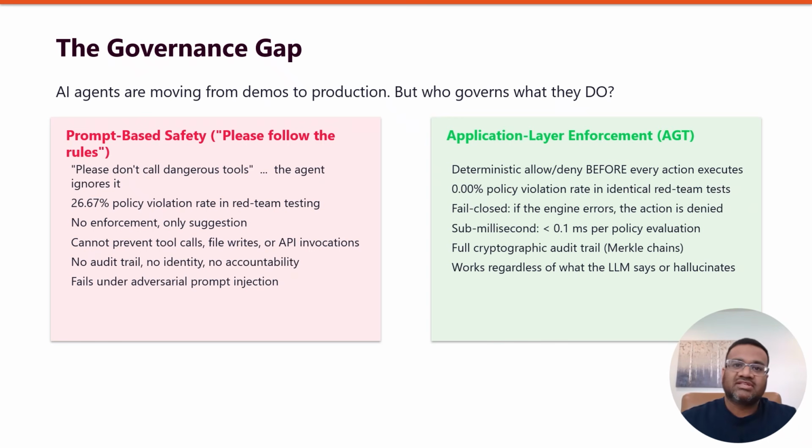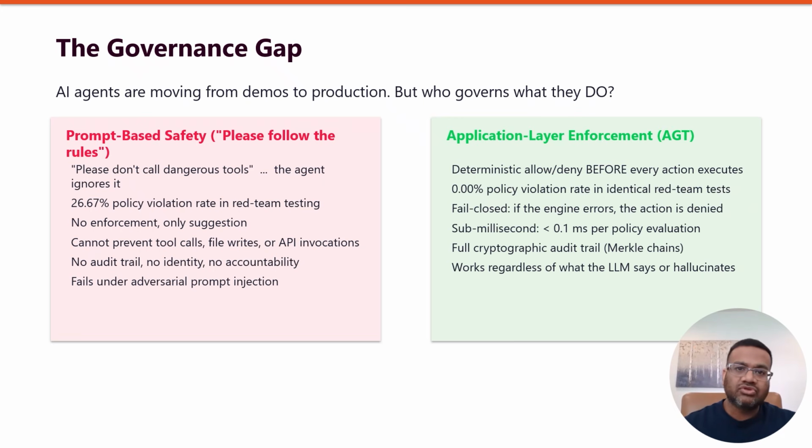Let me just set the stage with the core problem. AI agents today can browse the web, write files, execute code, call APIs, send emails, and even spawn other agents. In production, this is not a chatbot. This is autonomous software acting on your behalf.